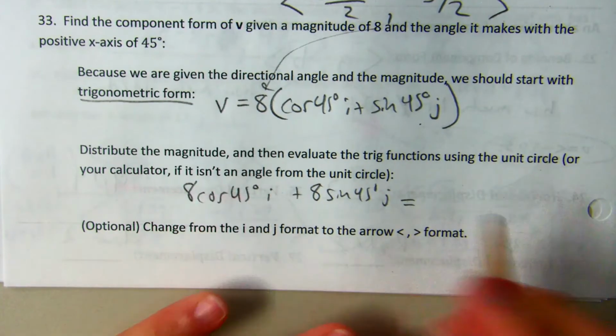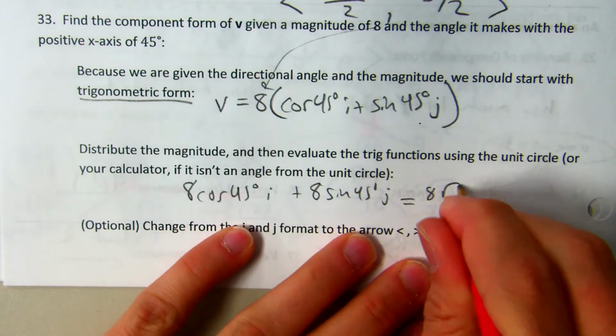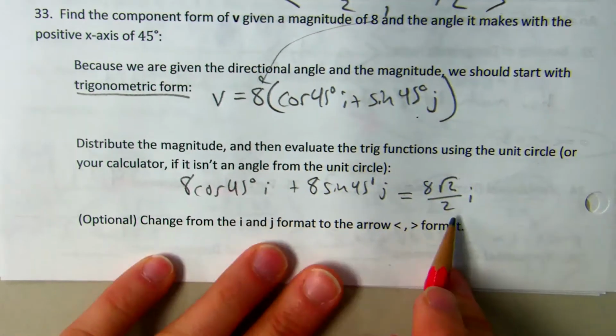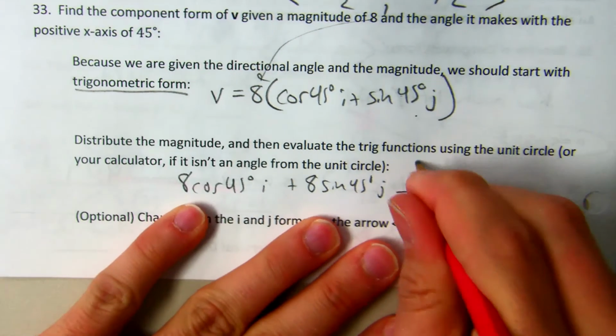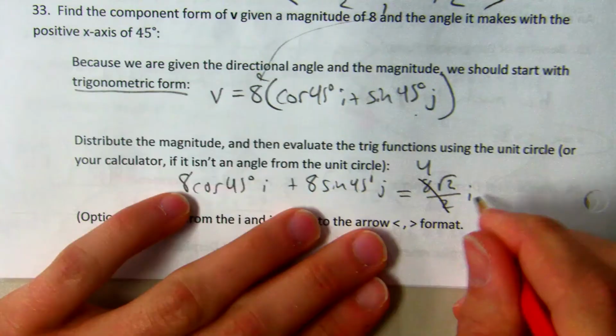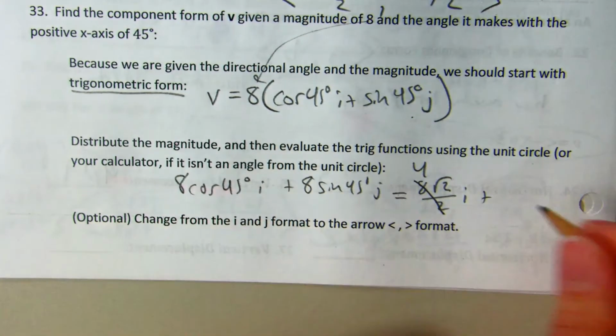This would be 8 times the square root of 2 over 2 for your horizontal component. Or yeah, let's just reduce those. This would be 8 times the square root of 2 over 2.